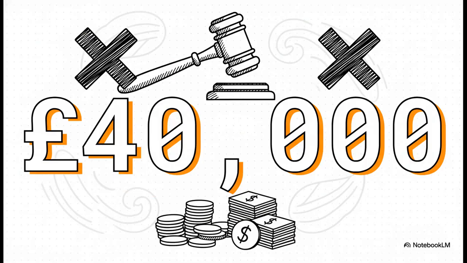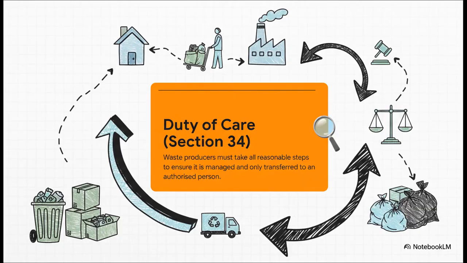And you know, that ban has some serious teeth. A Section 33 offense is no joke. On summary conviction, we're talking a potential fine of up to £40,000. That's a massive deterrent, and it's a really powerful tool to have in your back pocket when you're building a case.